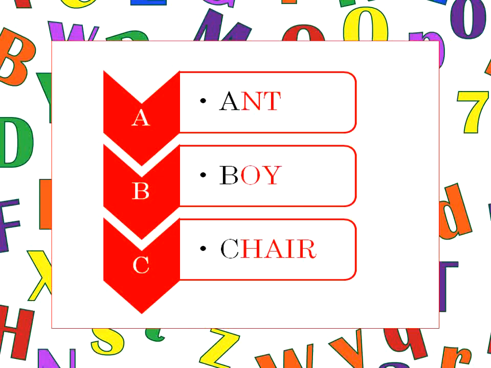So, ant belongs to the animal category. Boy is the person category, and chair is a thing. So which category is missing? Yes, a place is missing. Well, since we are having a class, let us imagine that to be a place, the class.